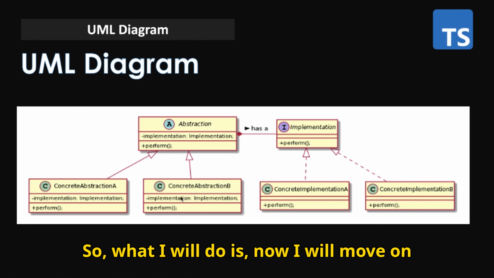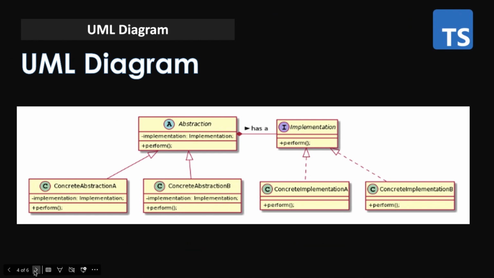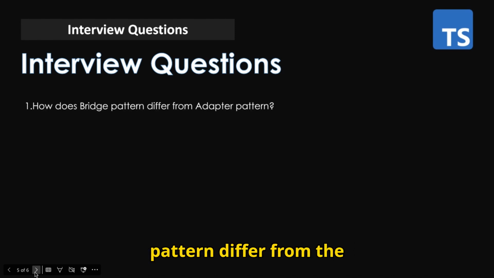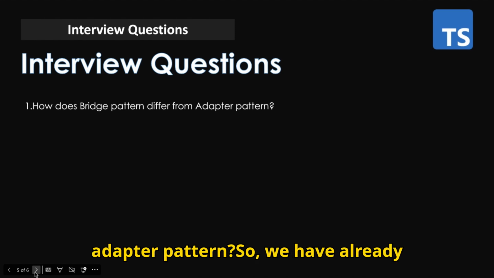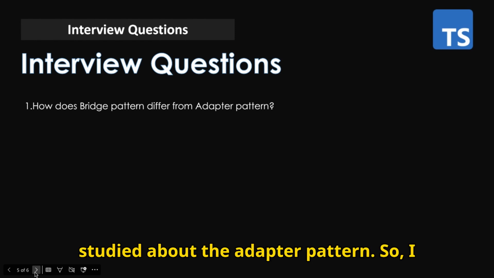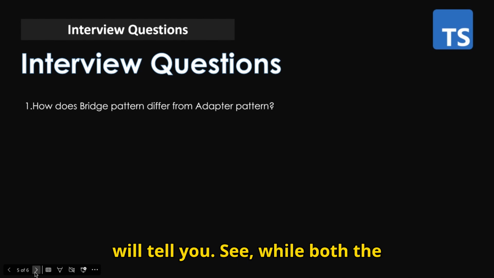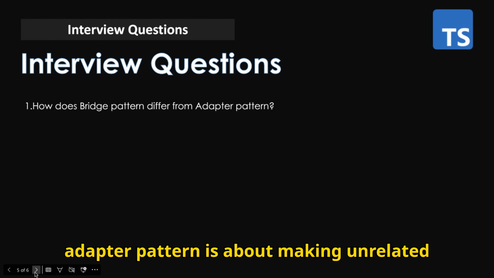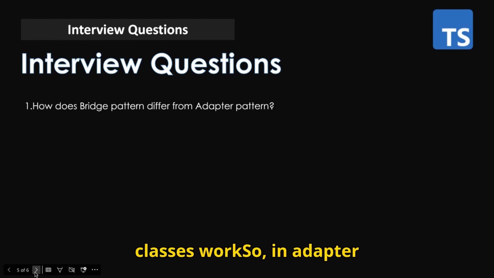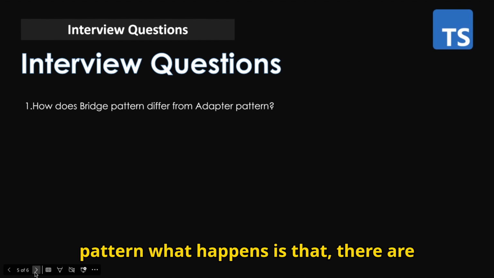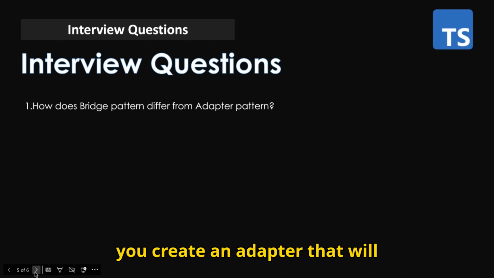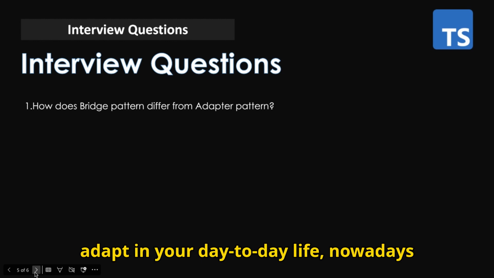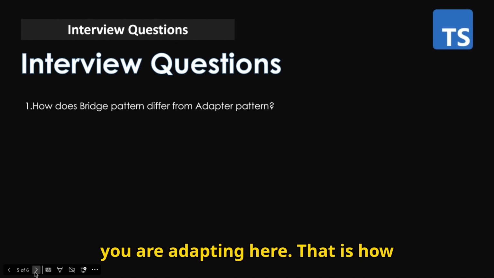So now I will move on to the interview questions. So what are the interview questions for it? How does the bridge pattern differ from the adapter pattern? We have already studied the adapter pattern, so I will tell you. See, while both the patterns aim to separate concerns, the adapter pattern is about making unrelated classes work together. So in adapter pattern there are two different incompatible classes. So you create an adapter that will actually adapt to new things, like you adapt in your day-to-day life. Nowadays you are adapting AI. That is how adapter pattern works.